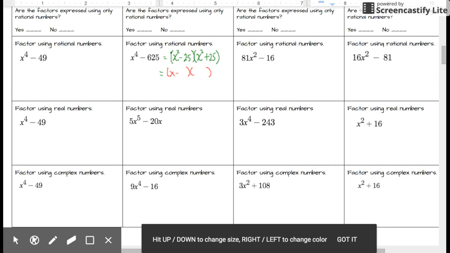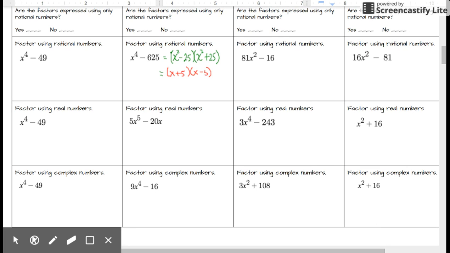x plus 5, x minus 5. And we will just bring down the other factor that we can't factor anymore, which is x squared plus 25. So notice now that x to the fourth minus 625 has three factors: x plus 5, x minus 5, and x squared plus 25.